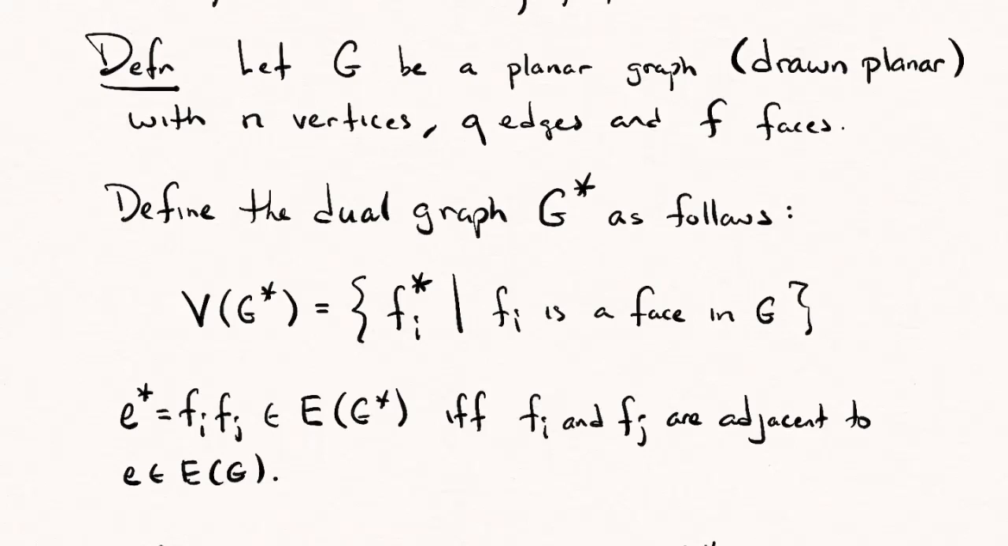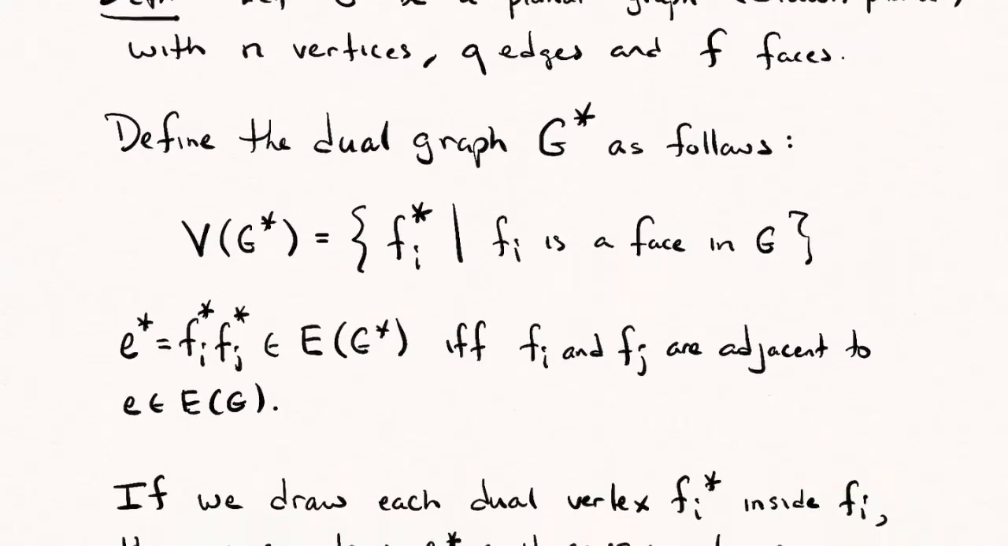And then what's the edge relation? You'll put an edge E star in the dual graph G star if and only if the faces that correspond to the vertices, so an edge, being consistent in my notation, E star is Fi star, Fj star, a pair of vertices in the dual graph, and that edge is in the edge set if and only if Fi and Fj are adjacent to the edge E in the graph G. All right, so there's a one-to-one correspondence between edges in the graph G and edges in the dual graph G star.